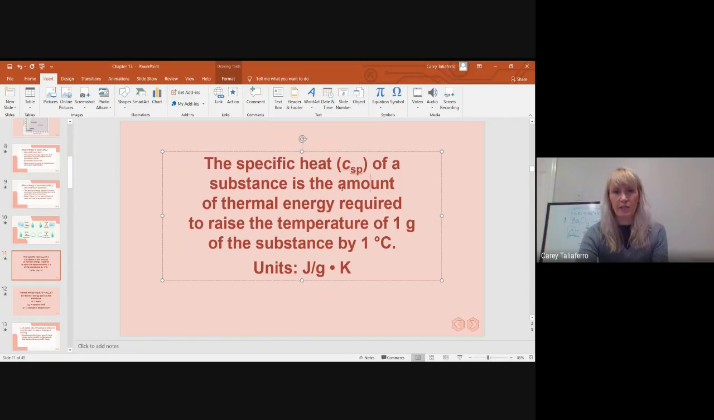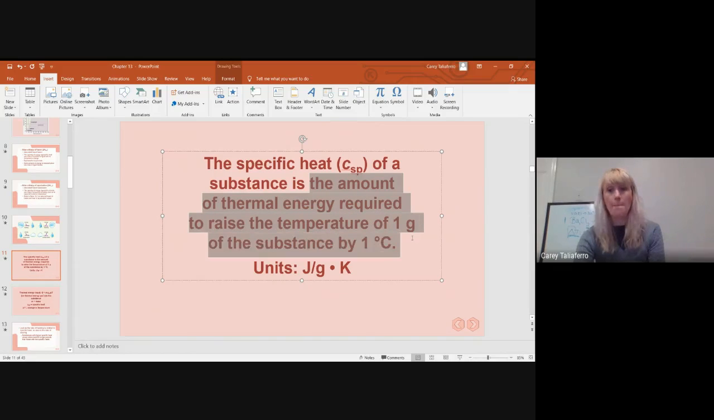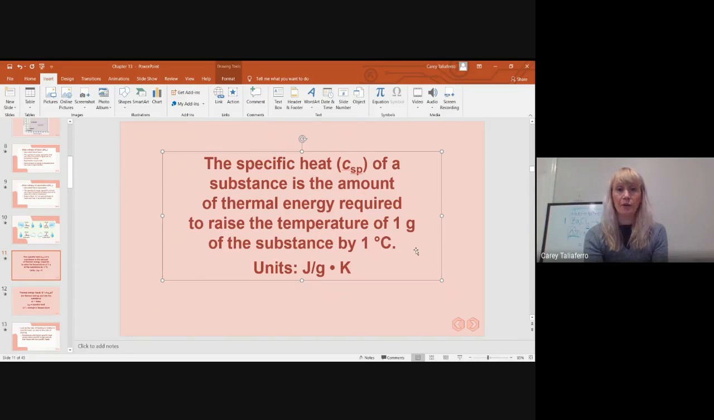Now, there's something called the specific heat, and it is defined as the amount of thermal energy required to raise the temperature of 1 gram of any substance by 1 degree Celsius. So how much energy is required to raise, let's take water, 1 gram of water by 1 degree Celsius? How much energy does it take to raise the temperature by 1 degree if you have 1 gram of a substance? And we're going to look at units of joules per gram.